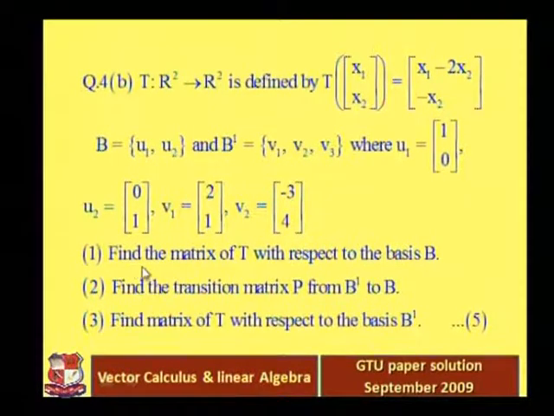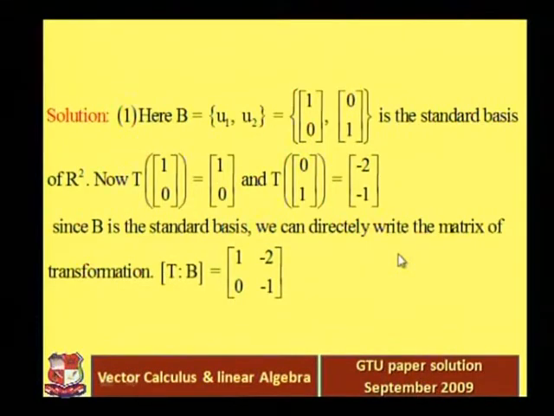First we want to find the matrix of T with respect to the basis B. Now what is B? B is u1 and u2, where u1 is (1, 0) and u2 is (0, 1). And here is our T: T of (x1, x2) is equal to (x1 minus 2x2, minus x2). So first of all we want to find the matrix of T with respect to the basis B. Here B is equal to {u1, u2}, (1, 0) and (0, 1), which is the standard basis on R2.